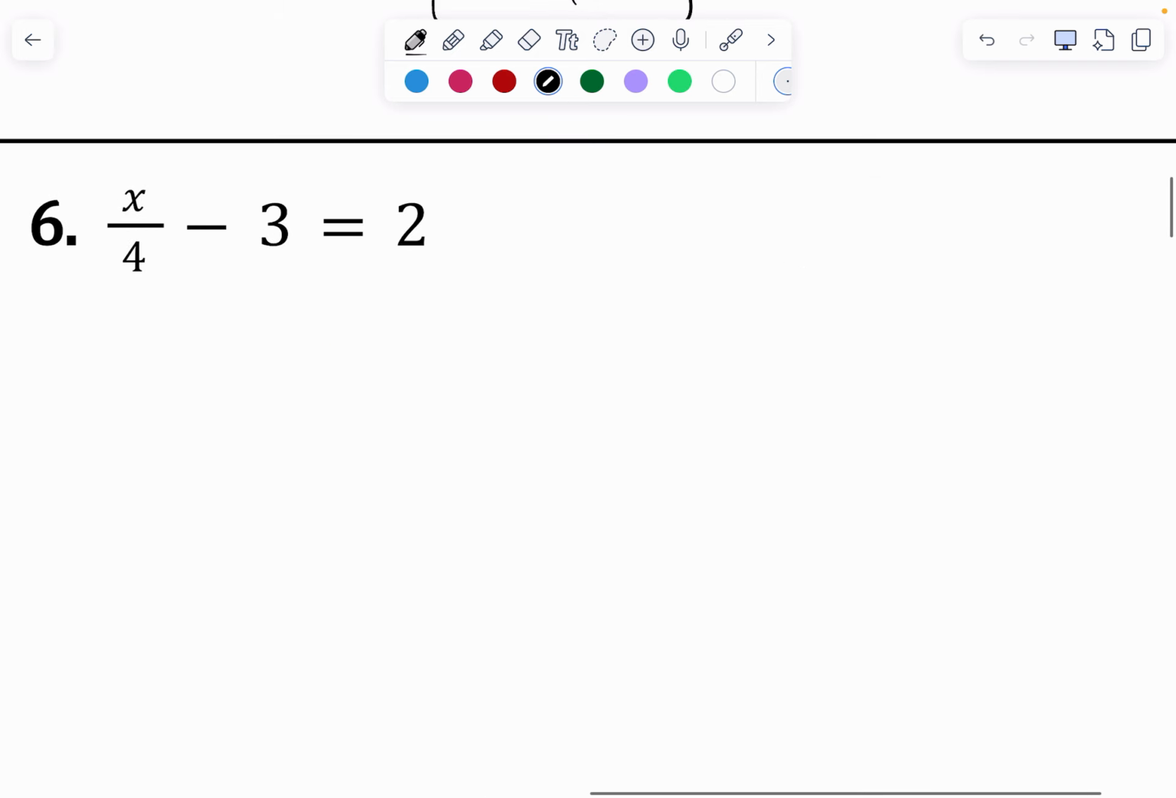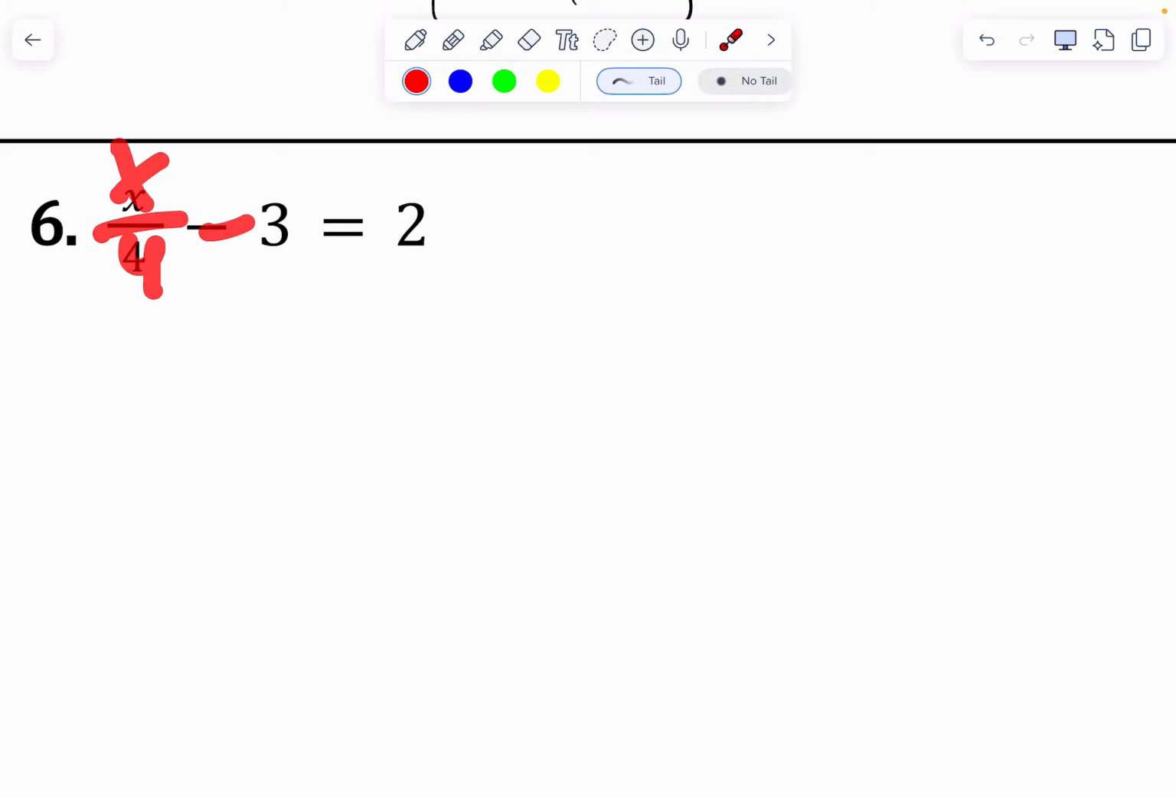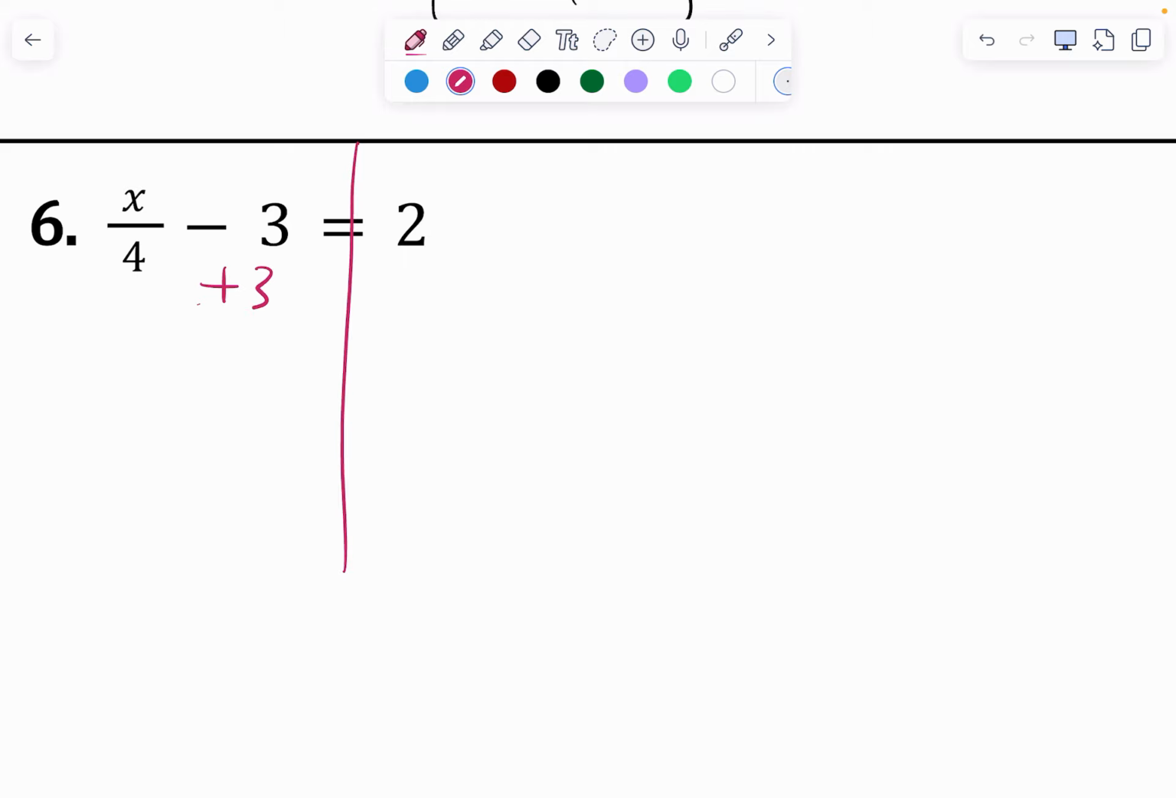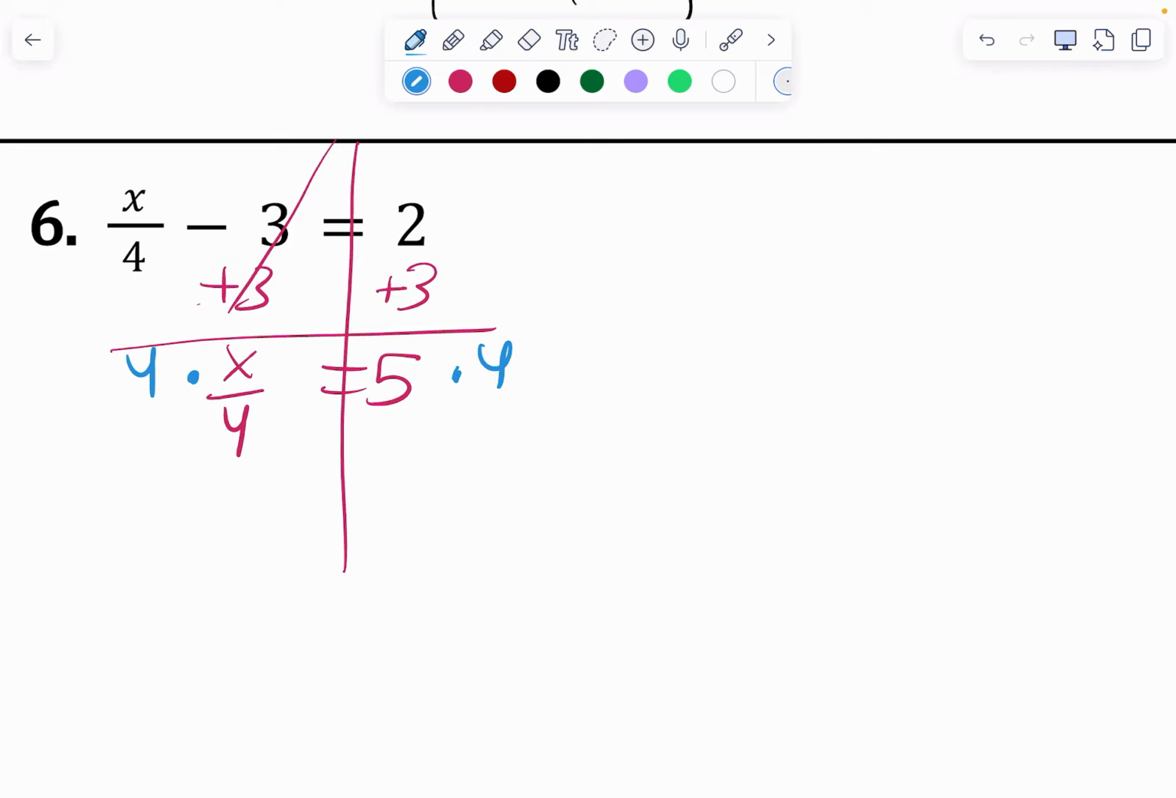Number 6. x is being divided by 4 and then subtracted by 3. The first thing you want to do is get x by itself by adding 3 to both sides. I'm now left with x over 4 is equal to 5. To get rid of the dividing 4, I'm going to multiply 4 to both sides. This cancels out. I'm left with x is equal to 20.